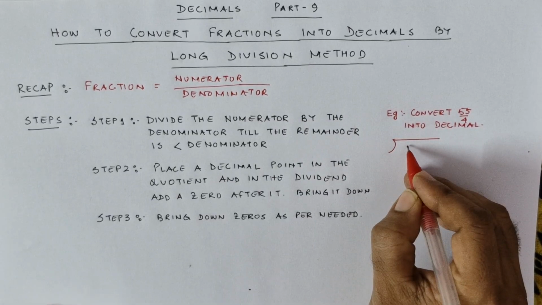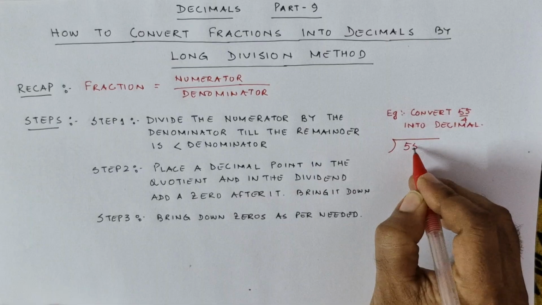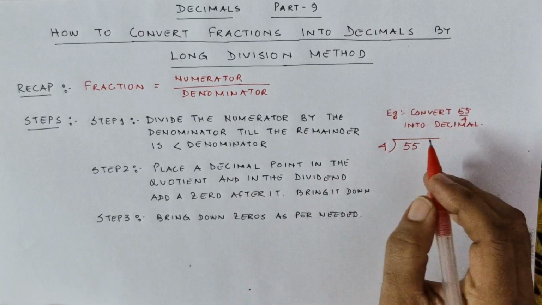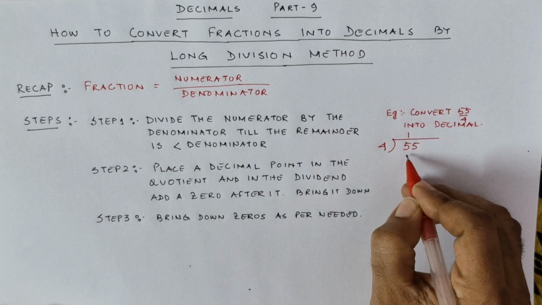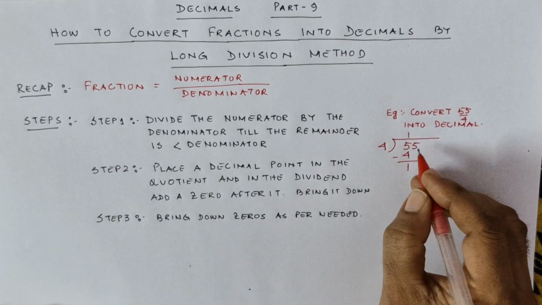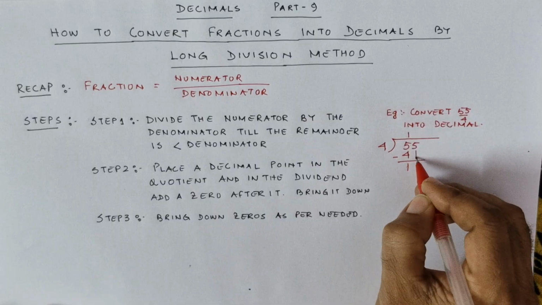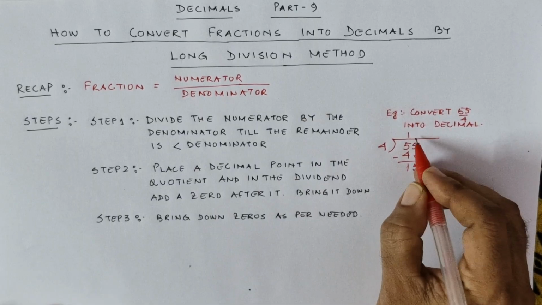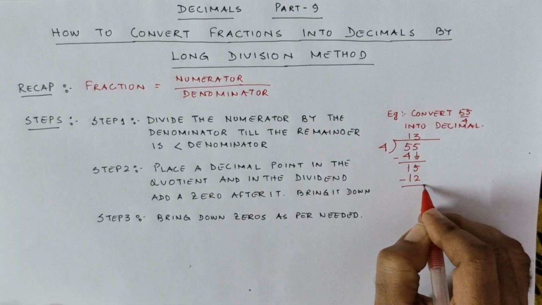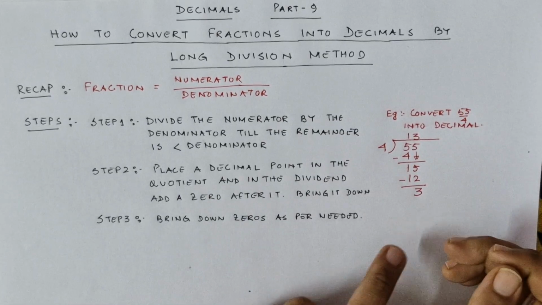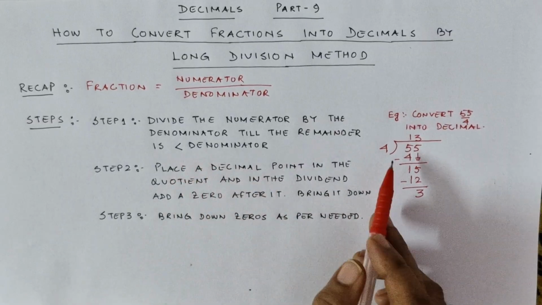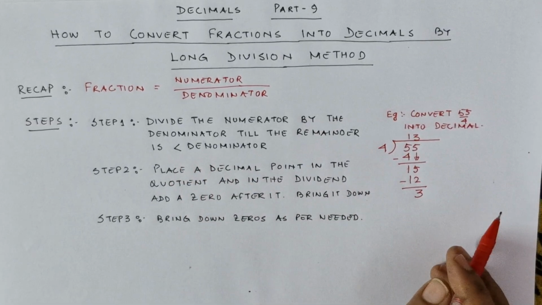So we'll do it like this. We write 55 as the dividend, 4 is the divisor. So 4 ones are 4, minus, 1. Next the 5 comes down. So 4 3s are 12, minus, 3 is the remainder. See, 3 is the remainder, which is less than the denominator. So 3 is less than 4.